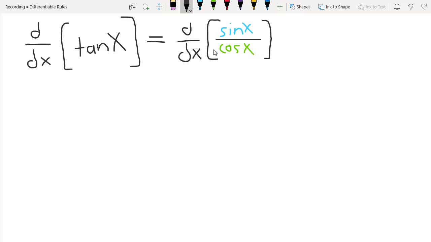So I want you to find the derivative of this. Take a few minutes to figure it out and pause the video and unpause the video when you think you have the correct answer.